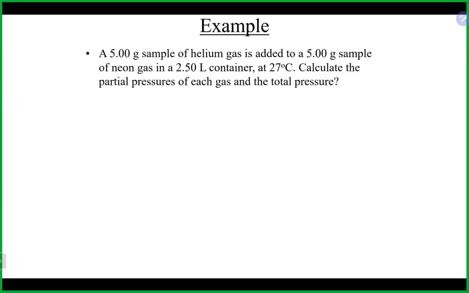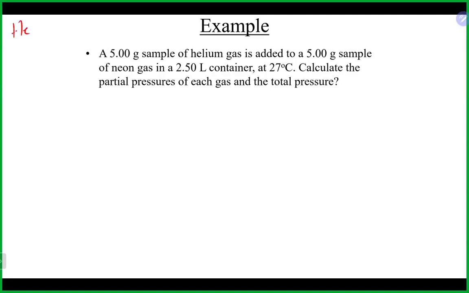All right, so why don't we try one here? Why don't you try one here? We take 5 grams of helium. We add it to 5 grams of neon. It's in a 2.5 liter container at 27 degrees Celsius. We're looking for the partial pressures of each gas and the total pressure.